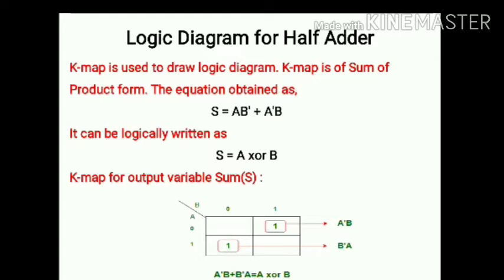Now see the K-map for the output variable S. The values are represented in the K-map table. So this is a two variable K-map. The variables are A, B. So first value, A B bar is represented as 1 and A bar B is also represented as 1. So from this K-map we will generate A bar B plus A B bar.